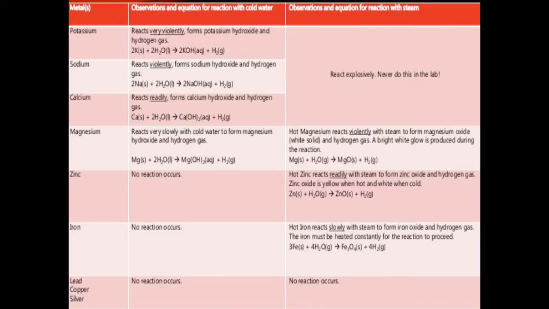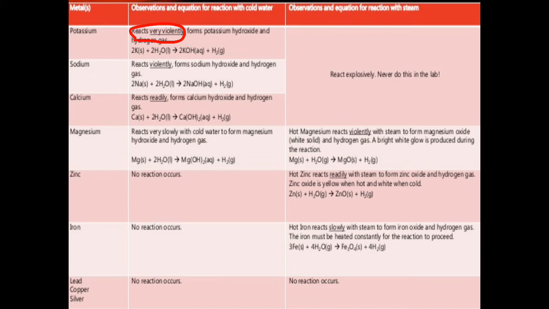Now we see what kind of observations we are getting. In the case of potassium, when we add cold water, we see the reaction is very violent. As you saw in the previous slides, it was very violent, and flame or fire was seen because a lot of heat was evolved. So the reaction must be exothermic.